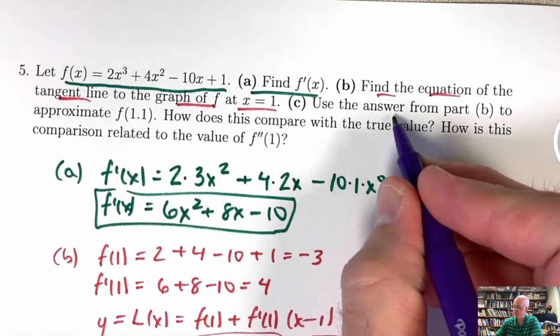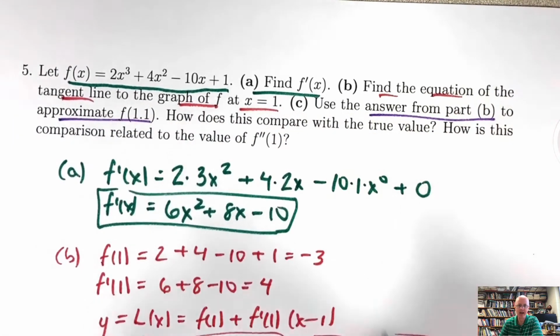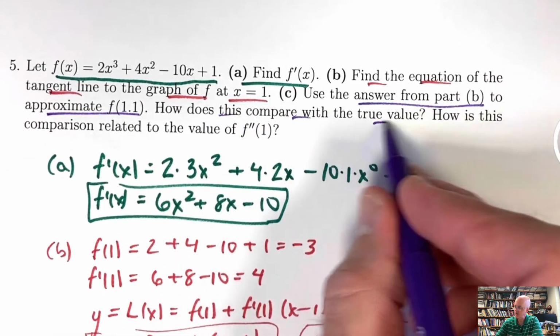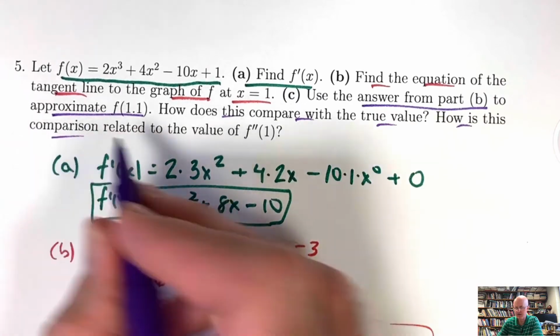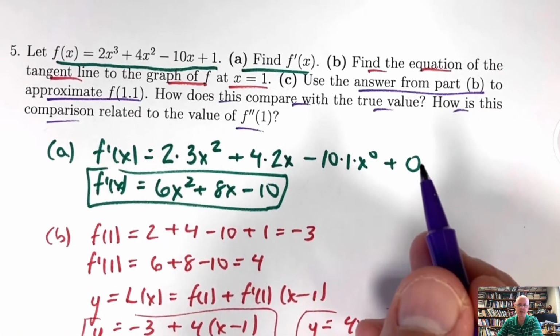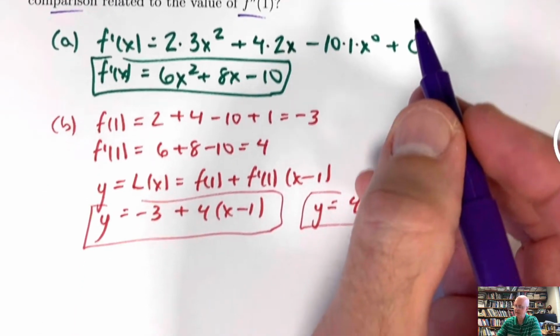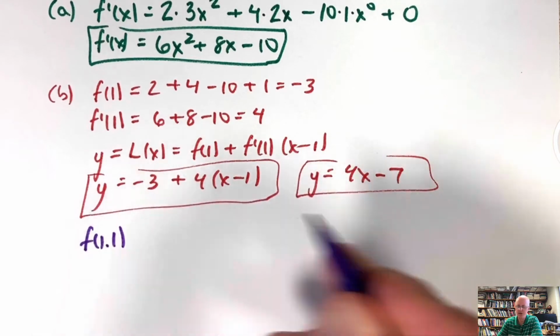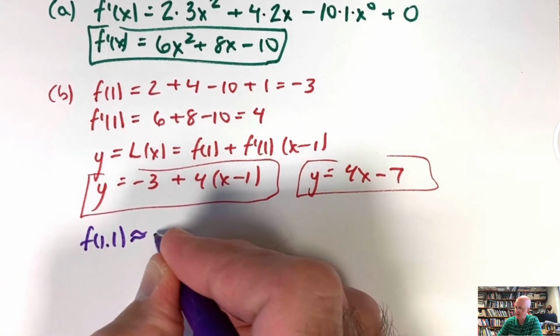Use the answer from part B to approximate f of 1.1. How does that compare with the true value, and how is this comparison related to the value of f double prime of 1? That seems kind of strange. To approximate f of 1.1, we use the tangent line. We compute L of 1.1.